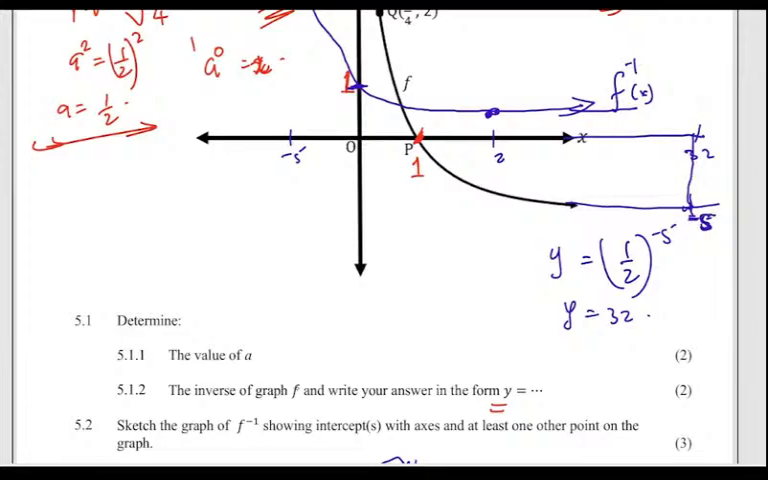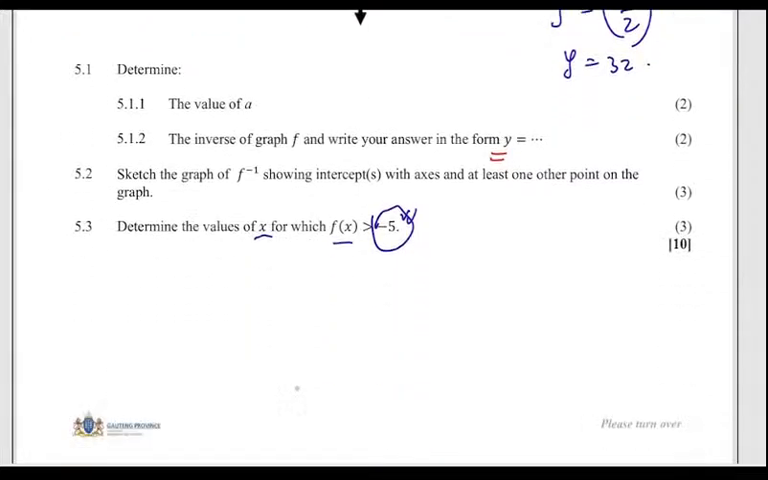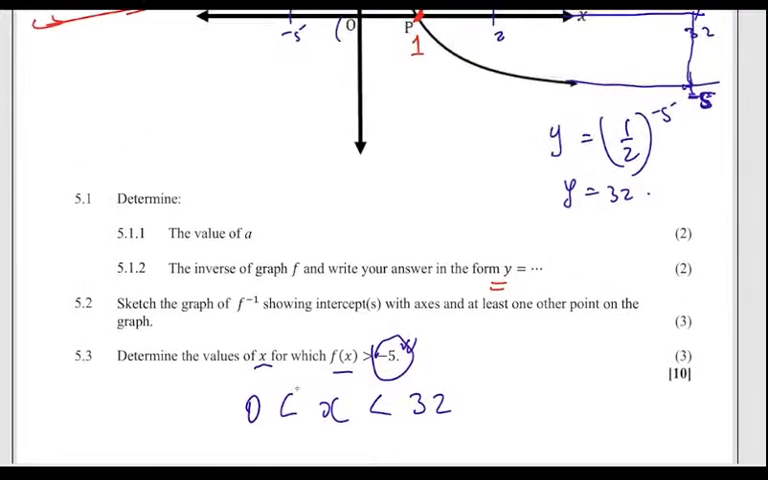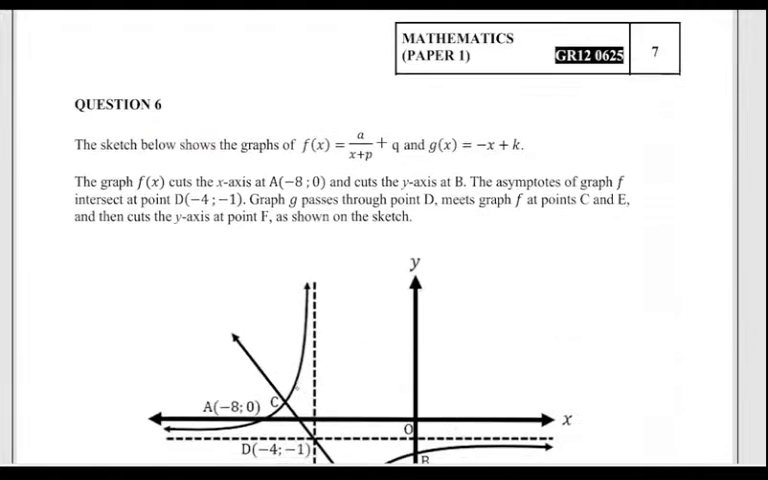For it to be greater, we're seeing that when it is less than, so between 0 and then 32. So for me to answer that question, I'll say 0 is less than x, less than 32. All right, so that is how I would have answered that question, okay?